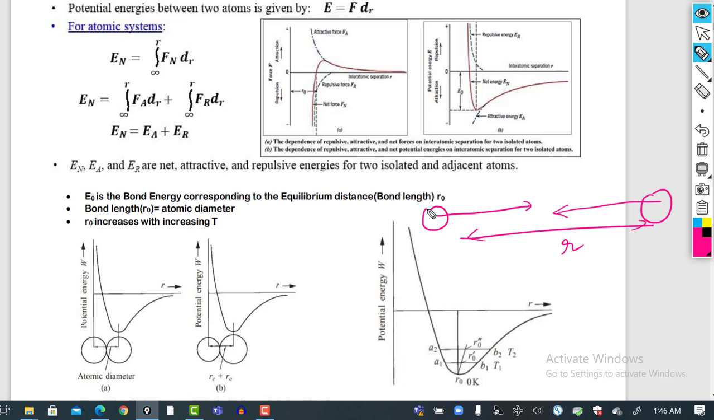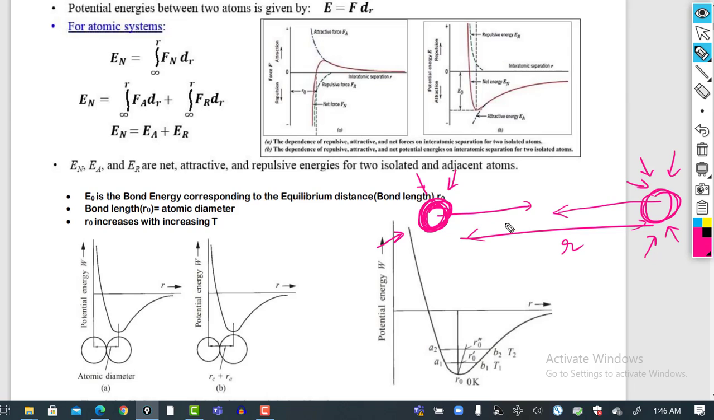Why are we bringing these two atoms from infinite distance? Because initially we assume that both atoms are isolated. It means there is no extra force acting on this atom. The same situation holds for this atom also. There is no extra force from any other atom. So they are isolated initially.